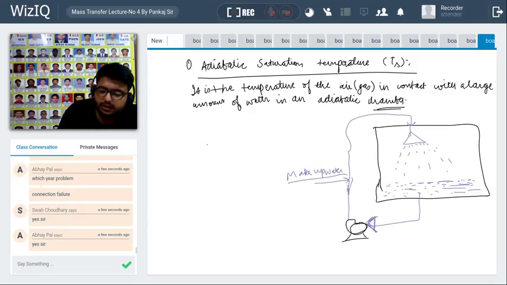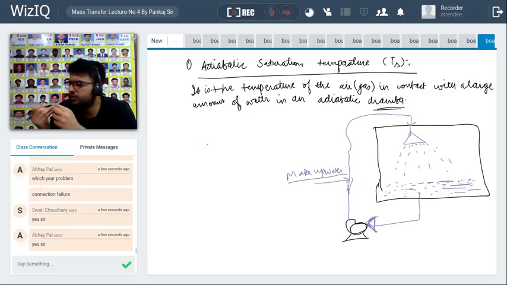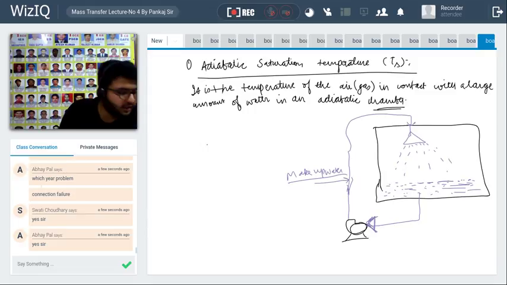Makeup water means the water which is used to make up, means to fulfill the requirements, not the makeup that we apply on the face. I'm talking about the makeup water, and while we do the operation, a little bit of water moves from the liquid state to the gaseous state. So in order to take care of that shortage of water, we apply some fresh water known as the makeup water. So it is at the saturation temperature Ts.